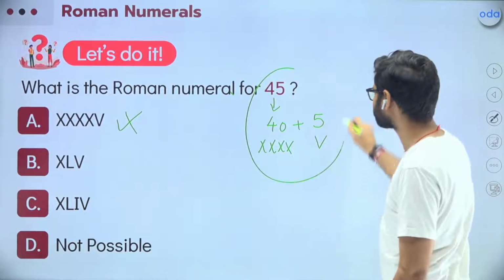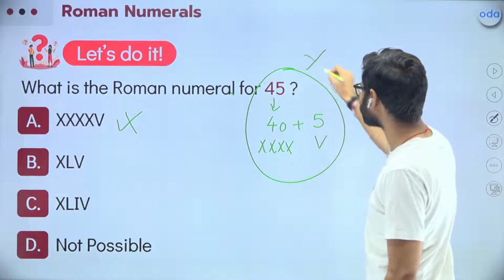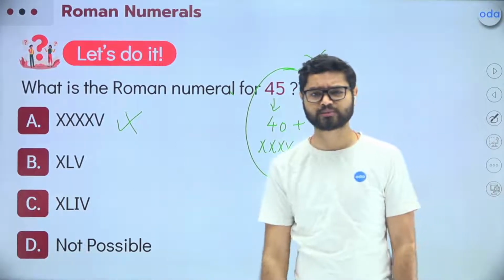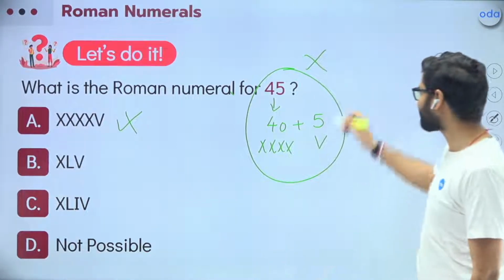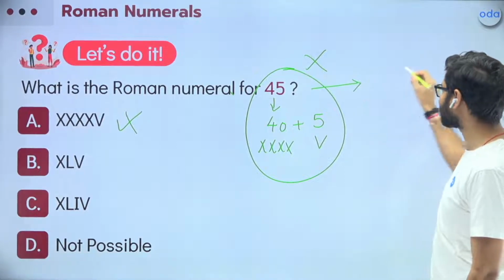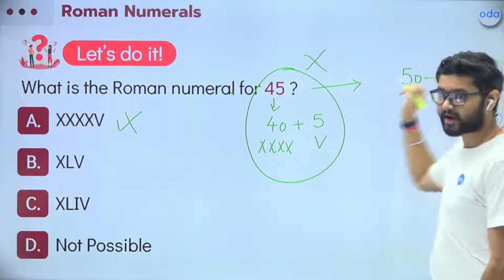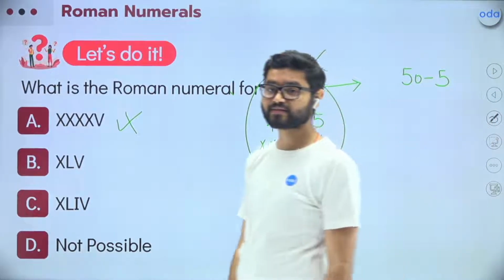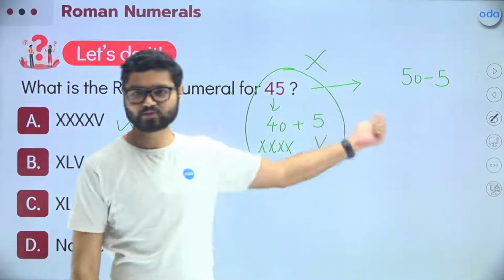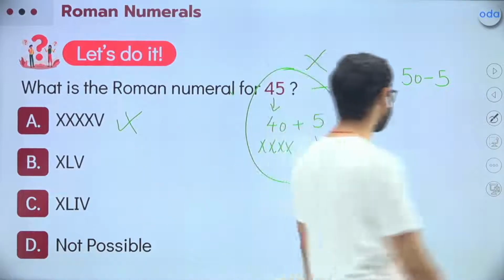This is not the right approach. If the addition approach is not working, we can try the subtraction approach. How can I write the number 45? Can I write it as 50 minus 5? We are using subtraction, rule number 3.